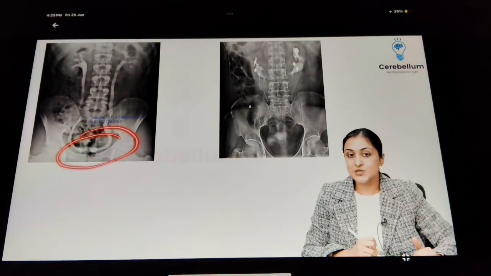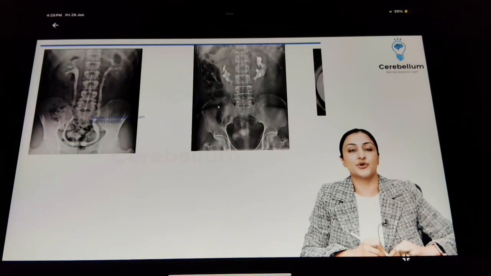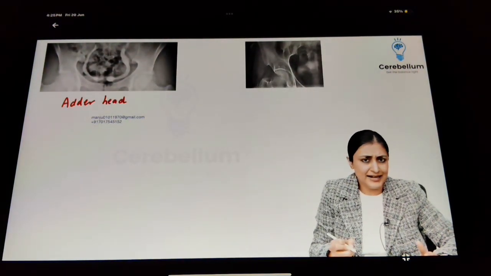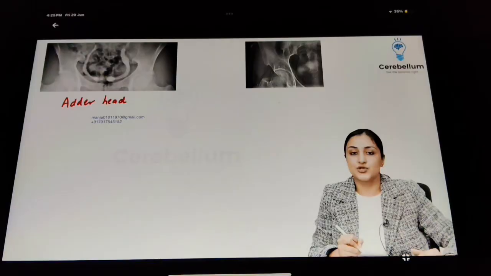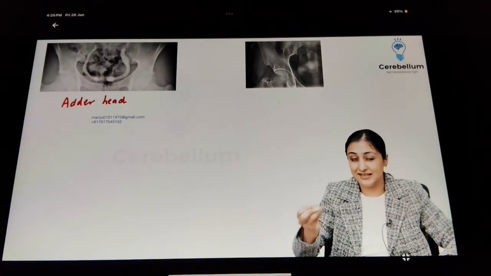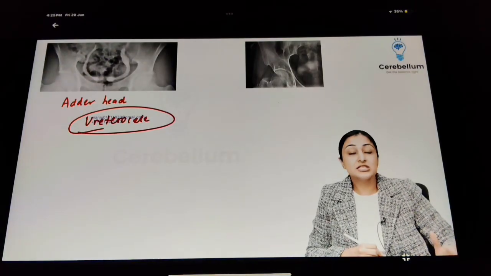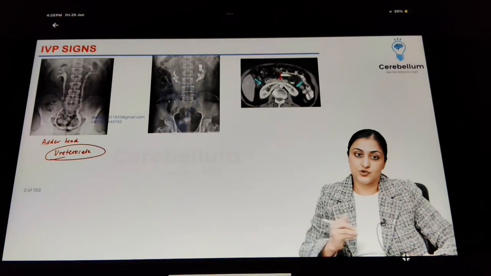So this is where we have to see some images and diagnosis. What are you seeing here? In this, we can see that the distal end of the ureter has this cystic sort of dilatation. What is this called? This is what is called adder head. Looks like a snake's head, yeah, which is more bulbous than the rest of the body. So this is what has been called the snake head, cobra head, adder head, whatever you prefer. What is the diagnosis? The diagnosis is ureterocele. Ureterocele means the cystic dilatation of the distal end of the ureter. So this is a ureterocele.